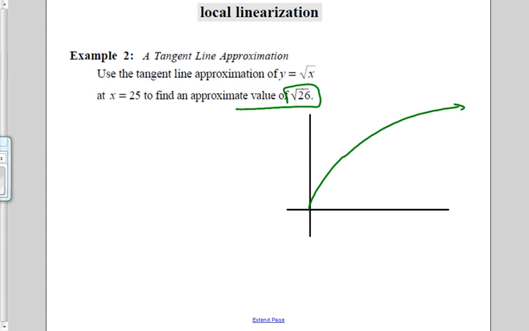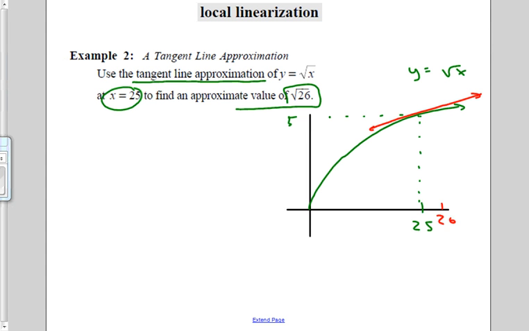Here's my function, root x. And what I want to do is find a tangent line approximation at x equals 25. So at x equals 25, we know that my corresponding y value, since y equals root x, is going to be 5. And we want to find a tangent line, and we're going to use that tangent line to approximate what my function is at 26.